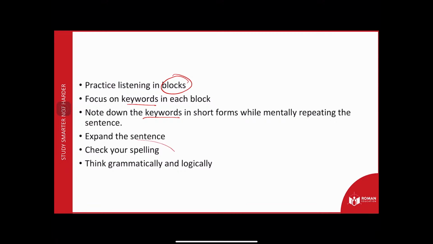And of course, check your spelling, grammar, and logical construct of the sentence. If you feel that the sentence is illogical, is not making sense, that means maybe you missed something, maybe you lost something there.